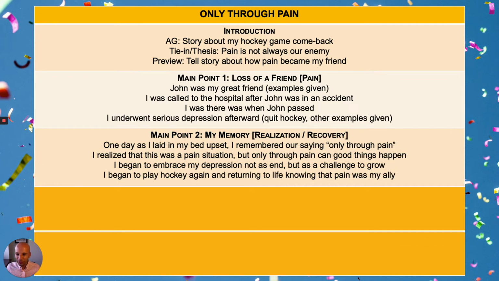But then in main point 2, he had his realization. As he laid in bed, he realized his saying that he and his friend had, only through pain. And he realized that this was a pain situation, and only through pain can good things happen. So he began to embrace his depression, not as an end, but as a challenge to grow. And so he started talking about how, to honor my friend, I need to believe that even through the pain of his loss, I still need to grow because that's what he would have wanted me to do. And so he picked up the hockey stick again and started doing things that he was doing before with a new vigor because he was thinking of his friend.